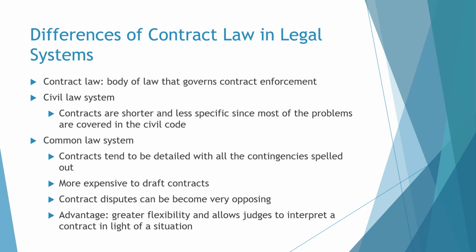The contract law in every legal system is different. A contract law is a body of law that governs contract enforcement. In a civil law system, contracts are much shorter and less specific since most of the issues were already covered in the civil code. On the other hand, in the common law system, contracts are much more detailed with all of the contingencies spelled out. This makes it much more expensive to draft contracts and can make disputes very opposing. However, it has the advantage of greater flexibility in allowing judges to interpret a contract in light of a situation.